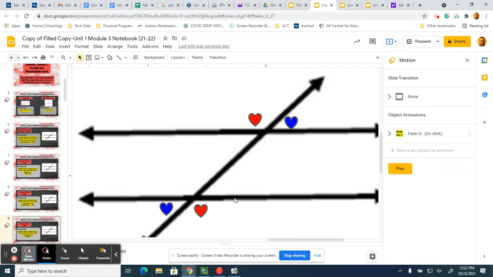Again, I'm going to come back. I just want to show you one more time. Same side interior, alternate interior, same side exterior, alternate exterior. So as long as you keep those and be able to go back to your notes.